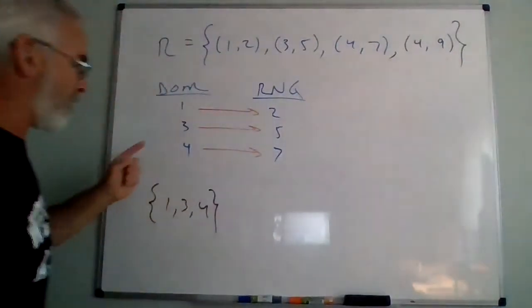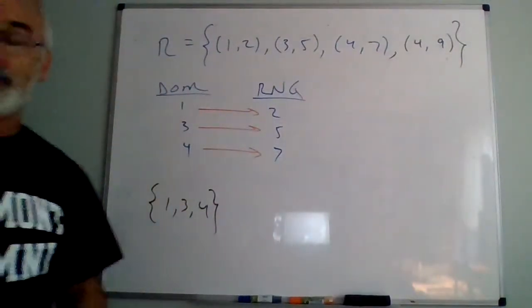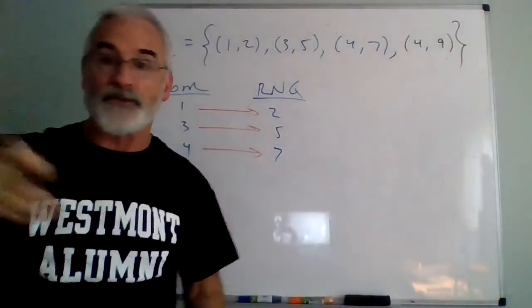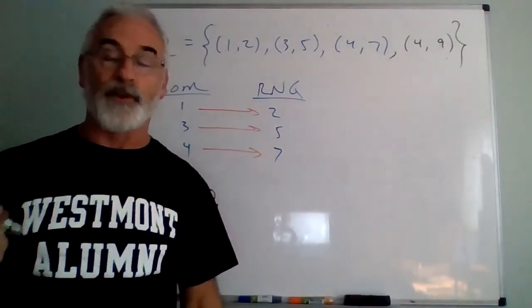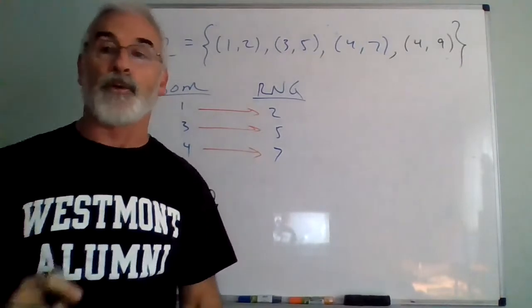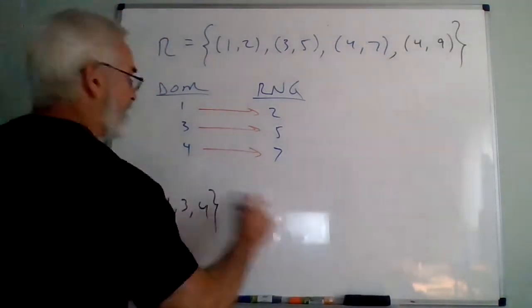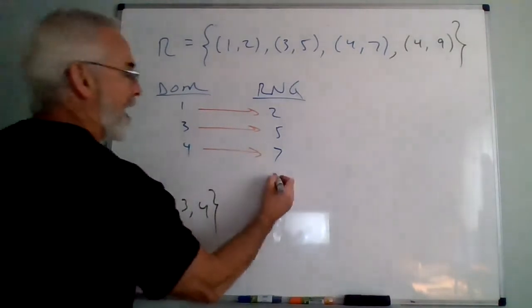So do I write 4 a second time? No. We said when indicating a set, if something's repeated, you still only write it one time. Okay? That's very important that we understand that. We still only write it one time. So in this case here, I don't write the 4 again, but now I have a 9.